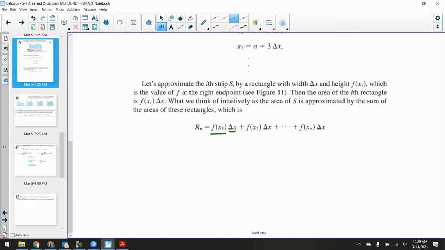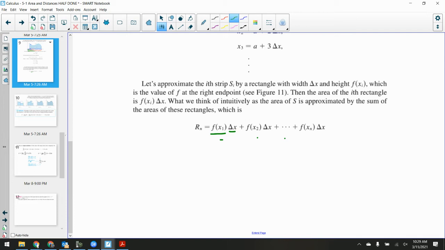And then I'm going to take the interval times x2, which is a plus 2 delta x, plugged into the function, whatever that number turned out to be. And then I'm going to take f of x3, which is a plus 3 delta x, plugged into the function, times the interval. See, what I'm doing here is I'm taking each rectangle, right? That is the area of each rectangle.